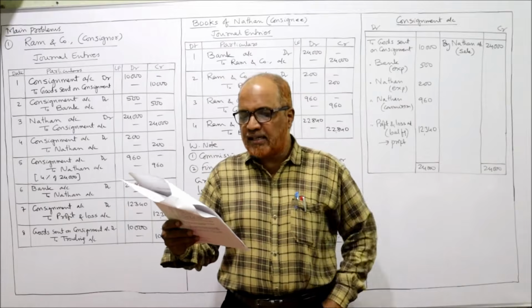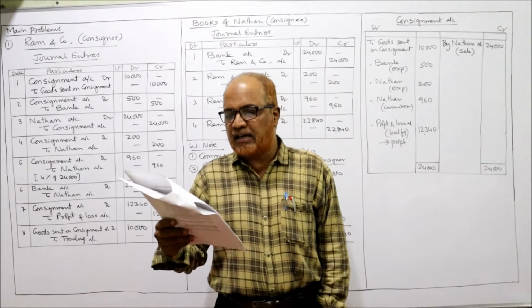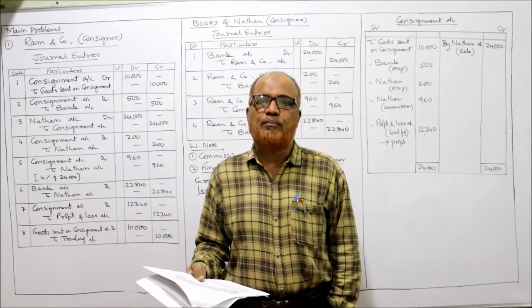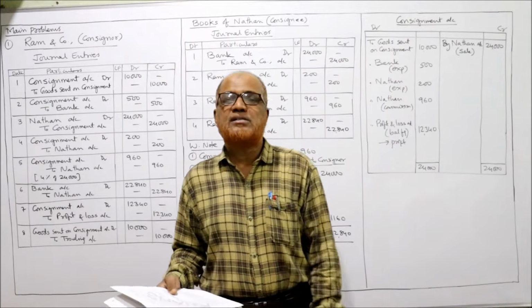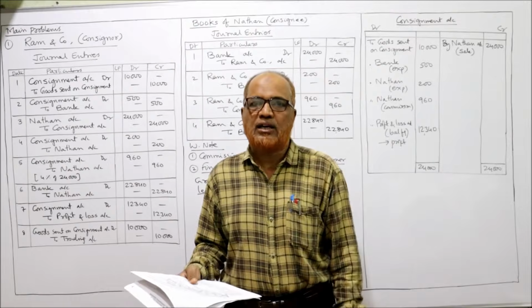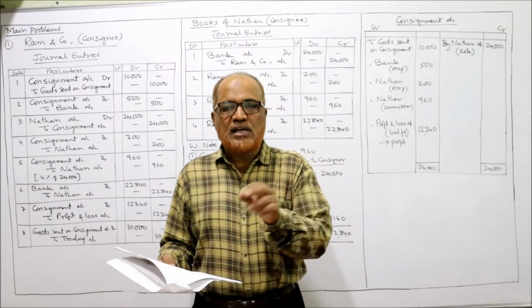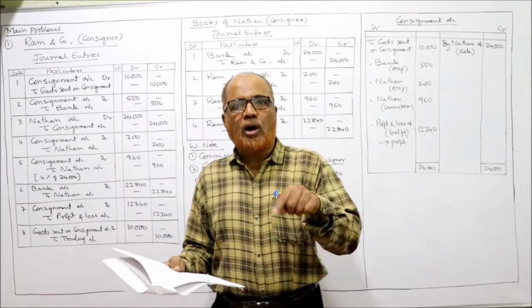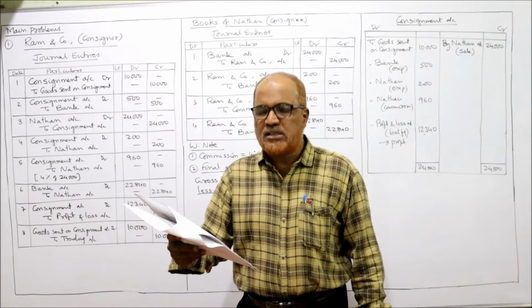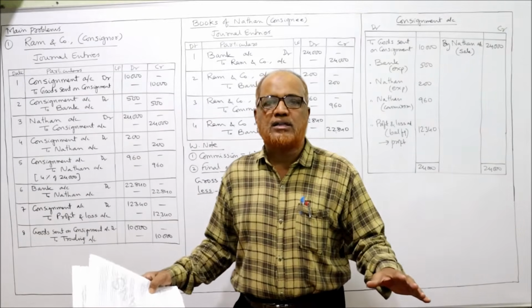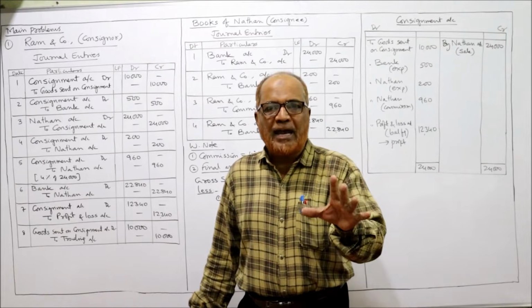And he sent the amount due to the consignor after deducting 4% commission. So according to the agreement, the consignor allows 4% commission to the consignee on sale proceed. What is the sale proceed? 24,000. So on 24,000, 4% is the commission. Give journal entries in the books of both the parties. This is the first main problem.